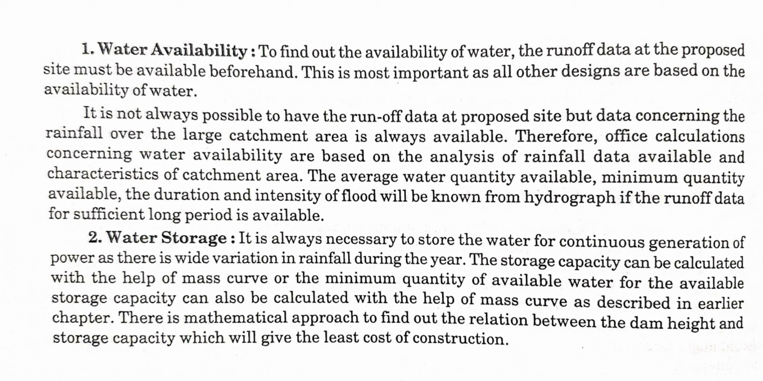It is not always possible to have the runoff data at a proposed site, but data considering the rainfall over the large catchment area is always available. Therefore, office calculations concerning water availability are based on the analysis of rainfall data available and characteristics of the catchment area. The average water quantity available, minimum quantity available, and the duration and intensity of flood will be known from the hydrograph if the runoff data for a sufficiently long period is available.